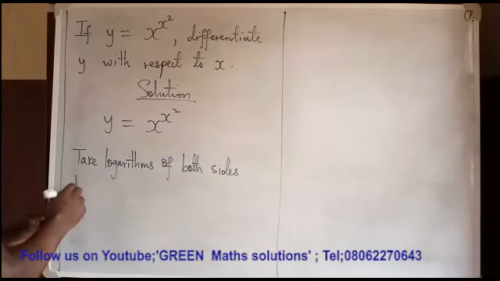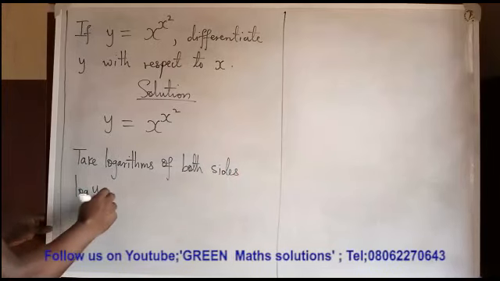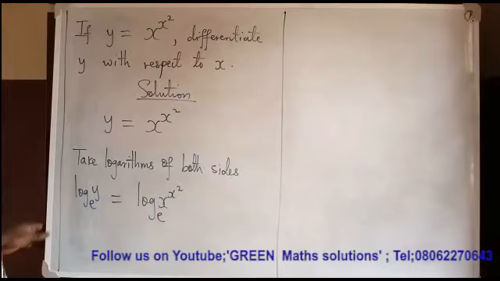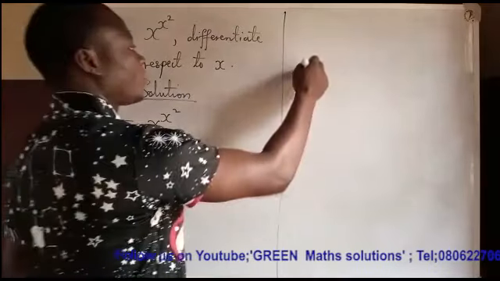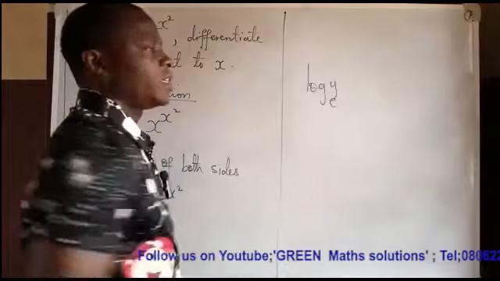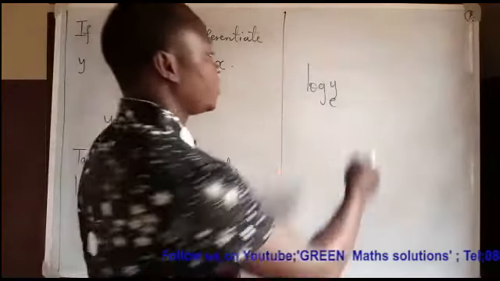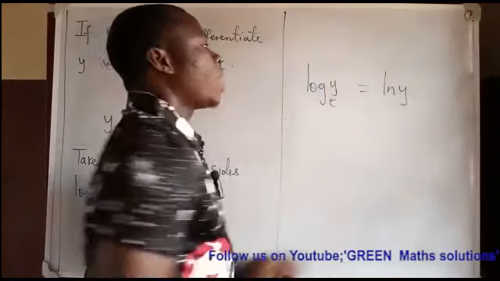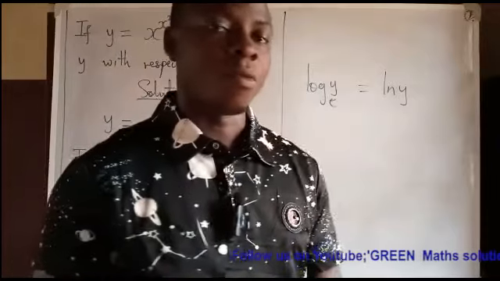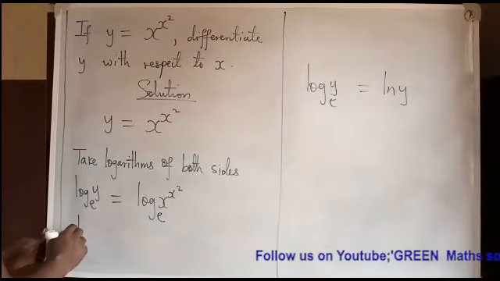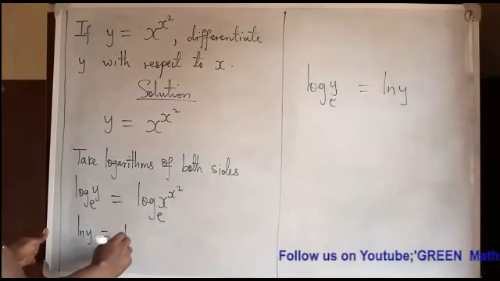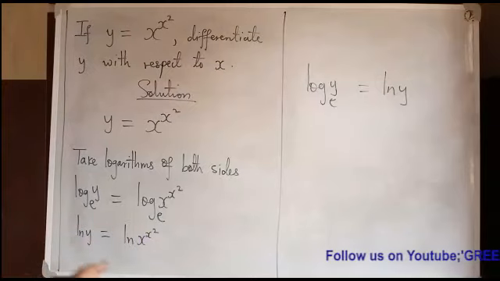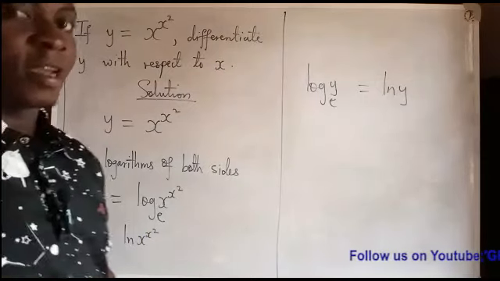That will be log y base e equals log x raised to power x raised to power 2, base e. Log y base e is actually called the natural logarithm. It can also be written as ln y. So we can write this as ln y equals ln x raised to power x raised to power 2. This is still very correct.